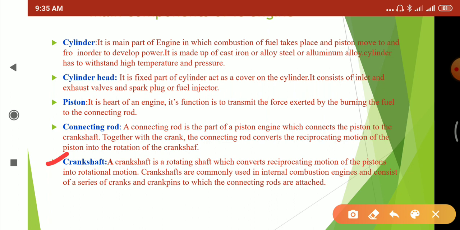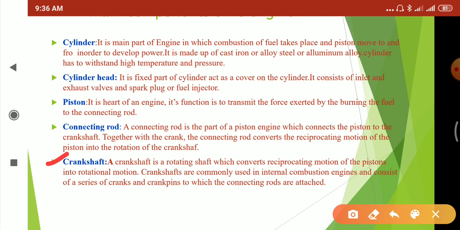So in a four-wheeler, say for example in a bus or lorry, crankshafts are commonly used in internal combustion engines, in bikes also. But in a bus and truck it consists of a series of cranks and crank pins, because in a bus or lorry there is more than one cylinder. That's why it contains a series of cranks and crank pins to which the connecting rods are attached.